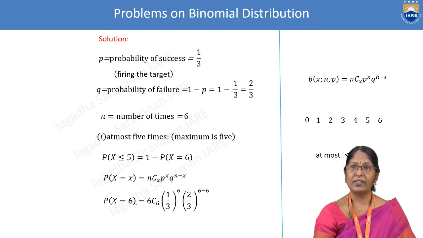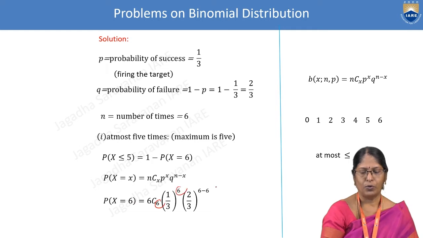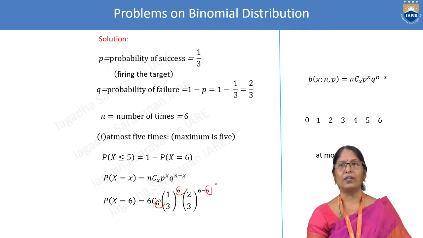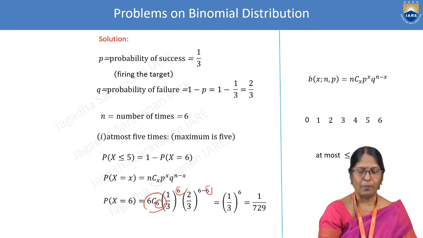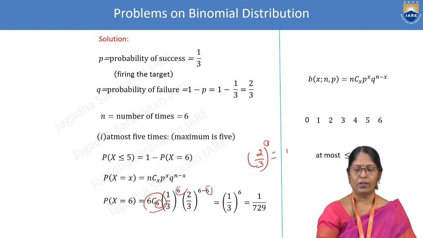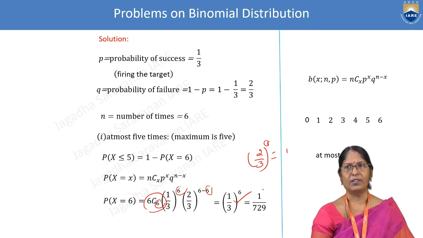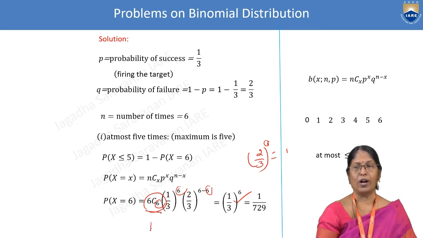So we want P of x equal to 6. So 1, 2, 3, the 3 places, x is replaced by 6. 6C6, using the calculator. Otherwise, manually also we can calculate. So 1 by 3 power 6, here 2 by 3 power 6 minus 6, so 2 by 3 power 0, that's nothing but 1. So the answer is 1 by 3 power 6, equal to 1 by 729.